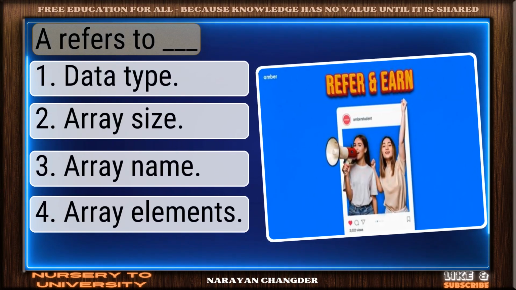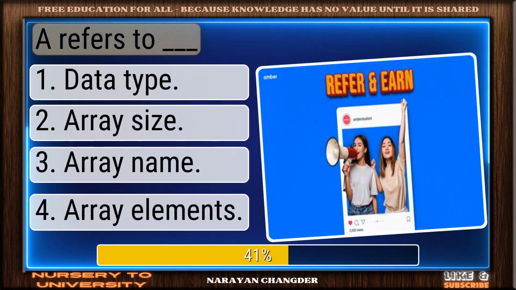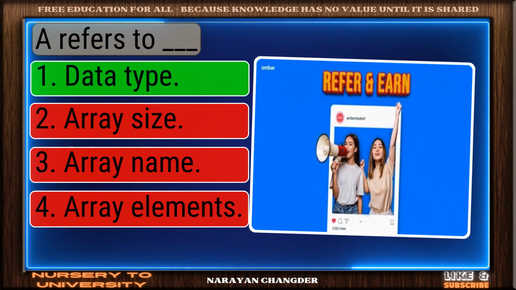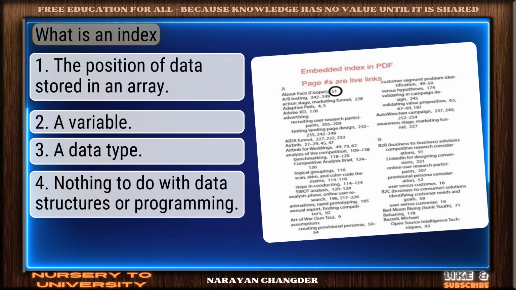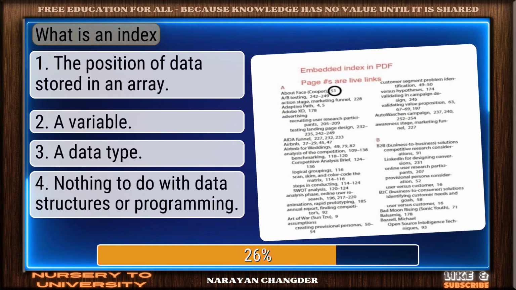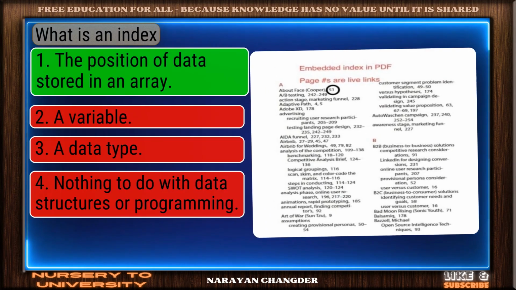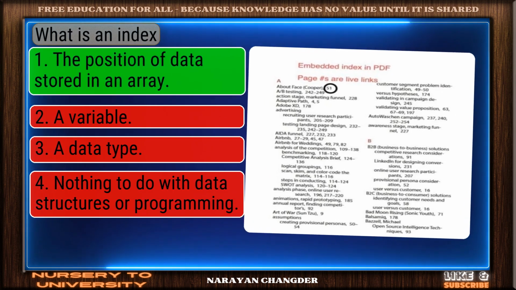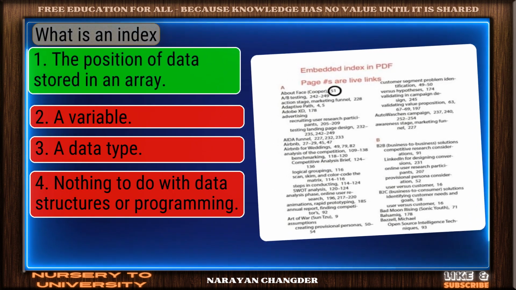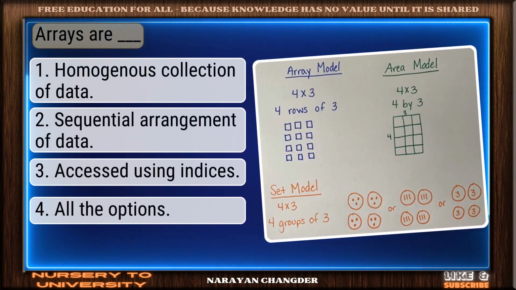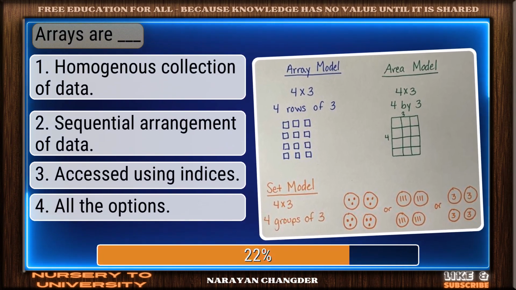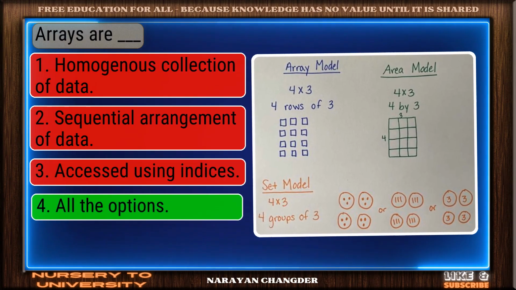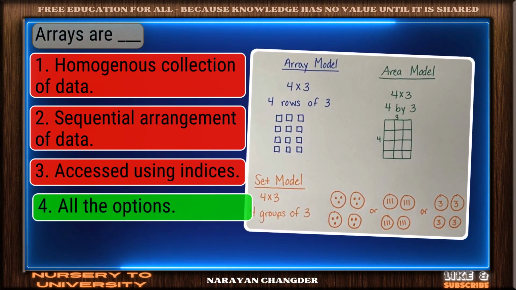Question number 72 refers to dash. Right again. Data type is a valid answer. Question number 73. What is an index? Right choice. The position of data stored in an array is the best answer. Question number 74. Arrays are dash. Sharp thinking. All the options is the right choice.